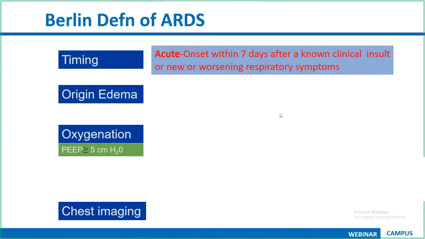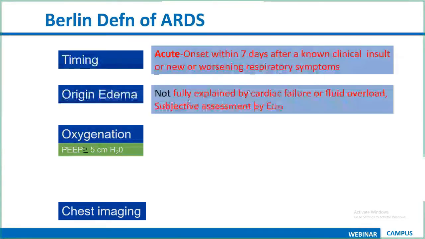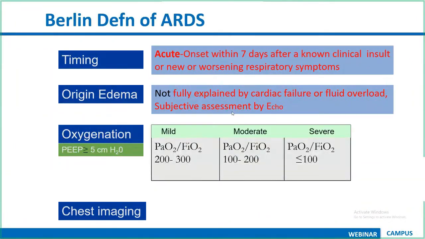To start with, we will go with the definition of ARDS. As you all are aware, we now follow the Berlin definition of ARDS, where the timing should be an acute onset within 7 days after a known clinical insult or new worsening respiratory symptoms. And the edema should not be fully explained by cardiac failure or fluid overload, with an objective assessment by echo. So echo should not show cardiac failure features.